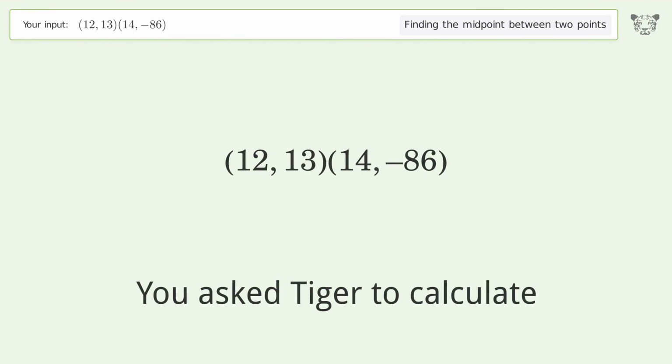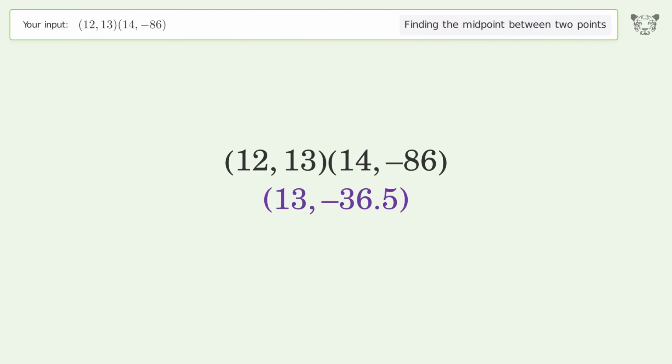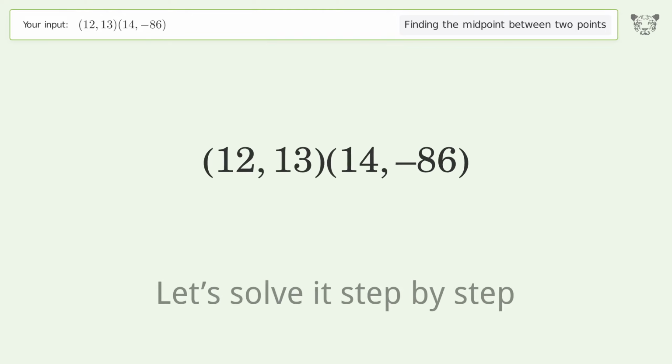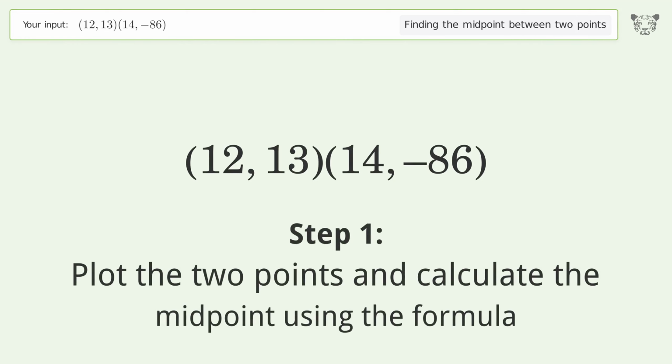You ask Tiger to calculate. This deals with finding the midpoint between 2 points. The midpoint between the 2 points is 13, negative 36.5. Let's solve it step by step. Plot the 2 points and calculate the midpoint using the formula.